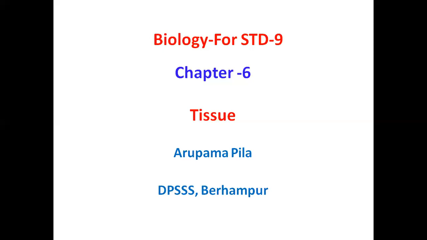Number 3, which meristem is responsible for the increase of length of the stem and the root? Number 4, meristem present at the base of the leaf or internode is called dash.